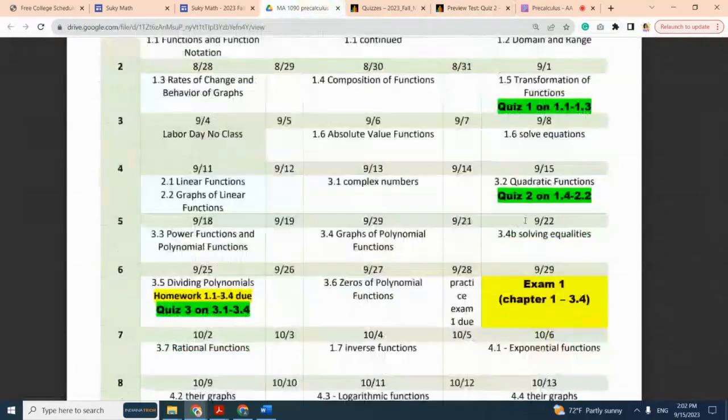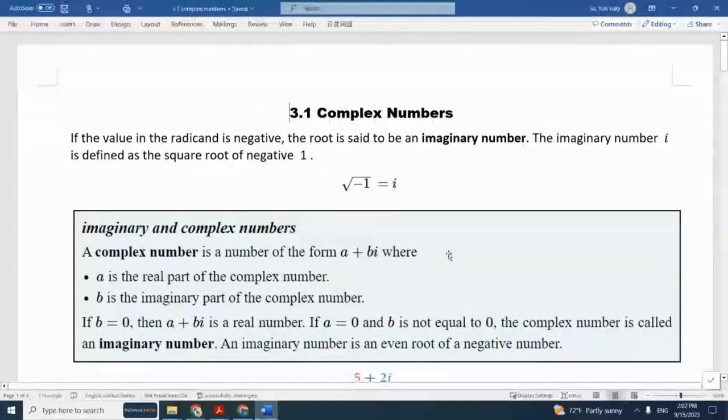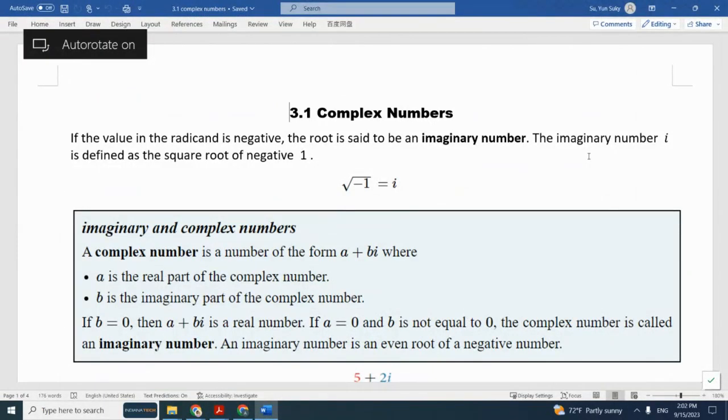And so today we will talk about session 3.1. We're a little bit behind schedule. It's okay. All right, so let's see. Okay, so all right. 3.1 complex numbers.